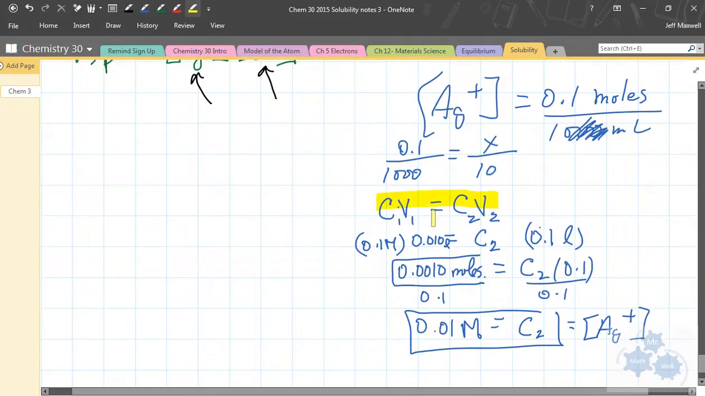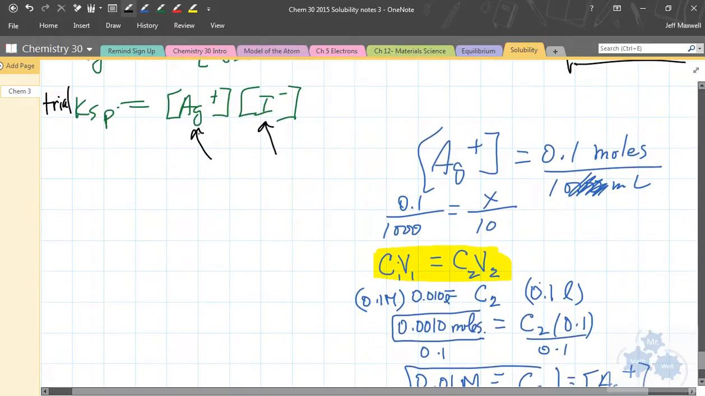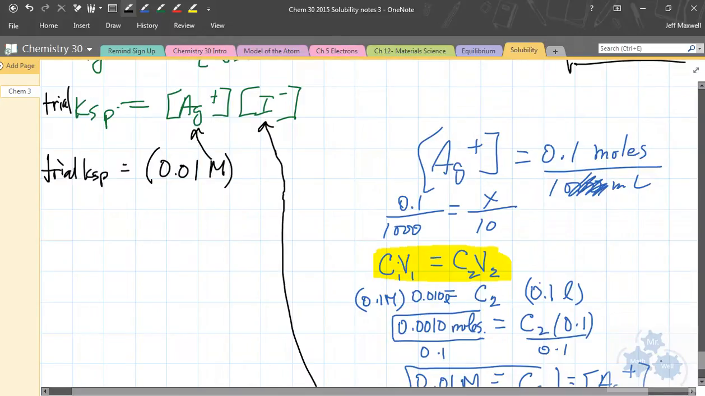So this right here is pretty important. Okay? The concentration that you're given and the volume that you're given. If you want to find the concentration in the new solution, you have to identify the volume of the new solution. In this case, it was 10 mils of the one and 90 mils of the other, which was 0.1 liters. Okay? So this is the concentration of Ag+. And we'll do the same thing again for the iodine, so you get to see this again. But the trial KSP equals, now this is 0.01 molar. Now let's work on the iodine. Okay, it's going to be way down here.